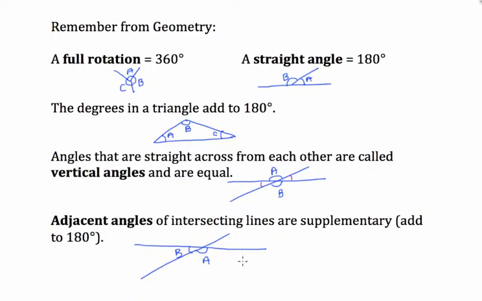Adjacent angles of intersecting lines are supplementary. That means they add to 180. Remember, supplementary is when two angles add up to be 180. Complementary is when they add up to be a right angle, 90. So A plus B would equal 180. Also, there are other adjacent angles too. For example, this line right here, this also adds up to 180. So A plus C would also make 180 degrees. We will use these and some of our algebra to find angles.